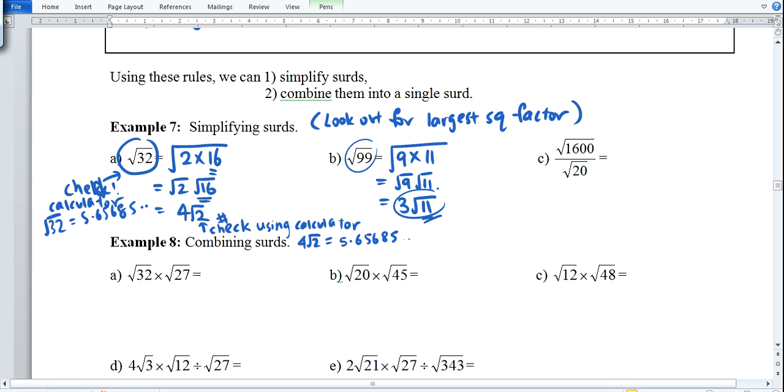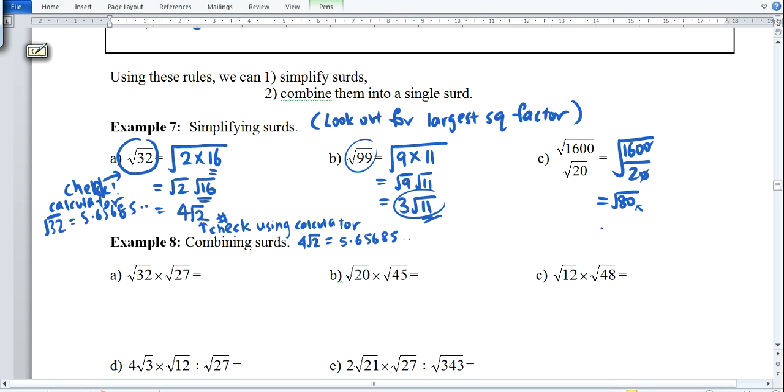Okay, let's look at the next question. Square root 1600 over square root 20. Based on the indices law, I can rewrite this as the square root of 1600 divided by 20. And so I will be able to get square root 80. But 80 is not simplified.